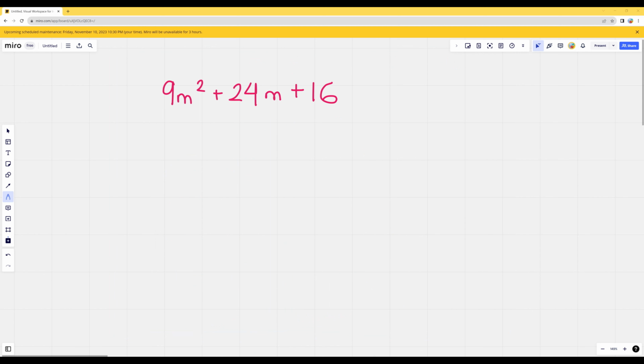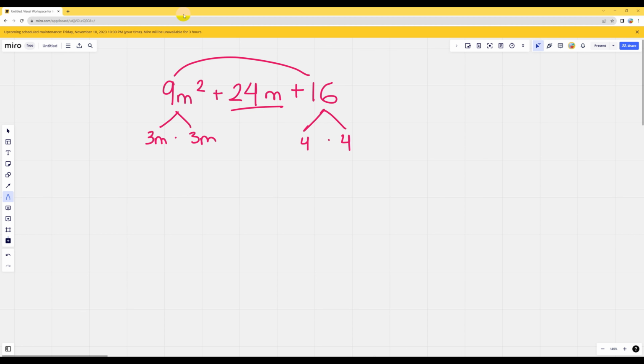Now let me show you a little trick. Do you notice that the first term and the last term are both perfect squares? The square root of 9m squared is 3m, and the square root of 16 is 4. So when this occurs, when our first term and our last term are both perfect squares, we know that our special two numbers that we need to find are both the same number. So let me prove that to you.